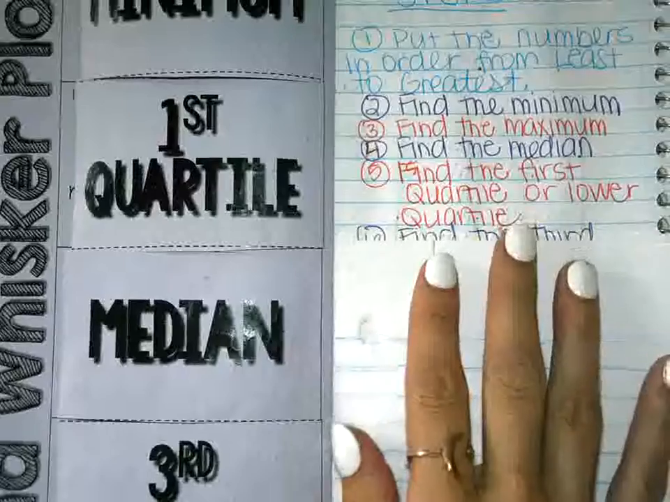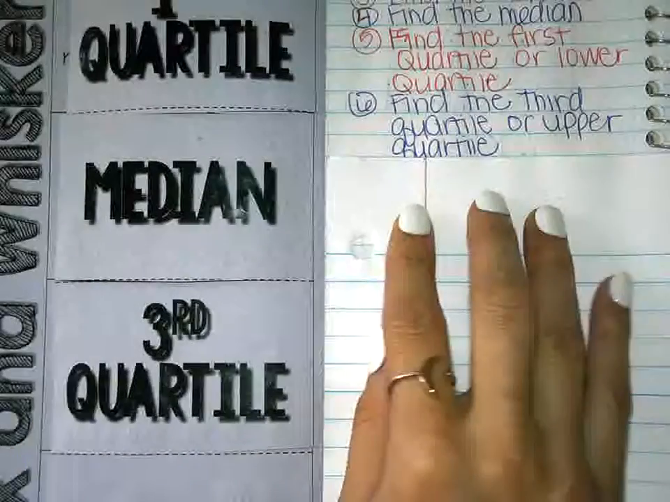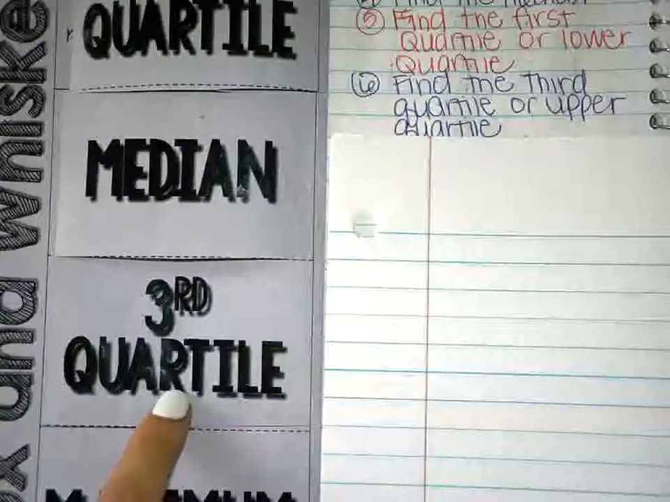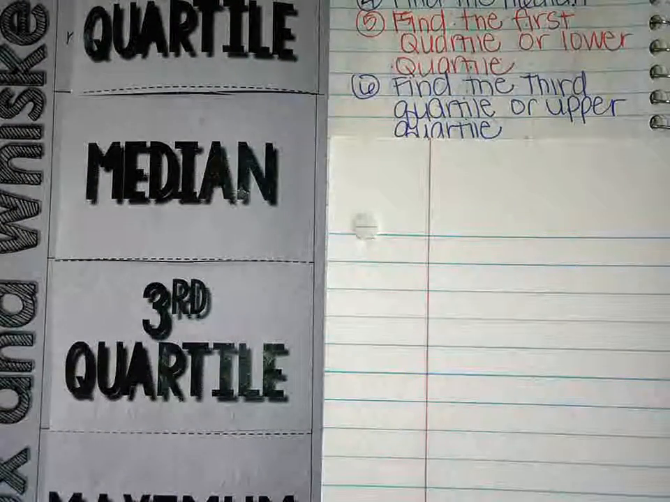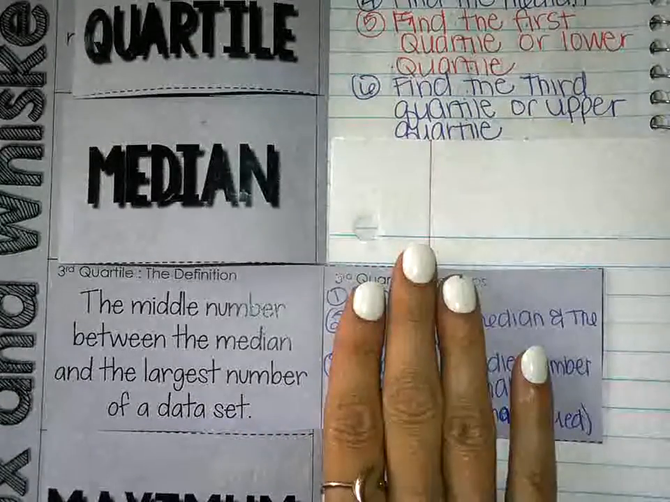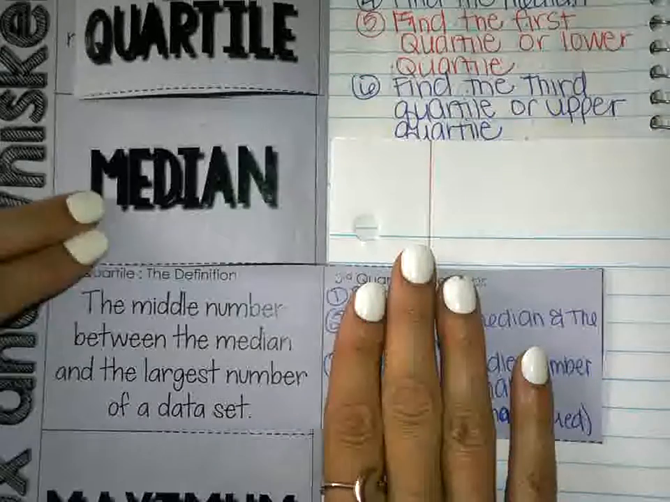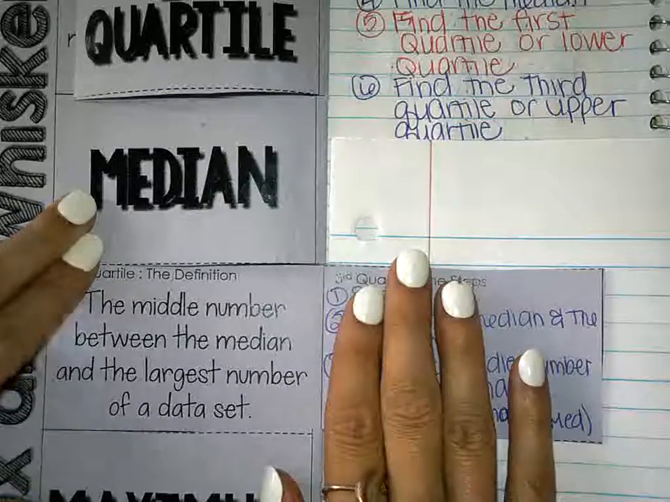So the next number you need to find is the third quartile, which is this one down here. Or we call it the upper quartile because it is the upper set of numbers. If I open that one up, it is the middle number between the median and the largest number of a data set, which means it is directly between the median and the maximum.